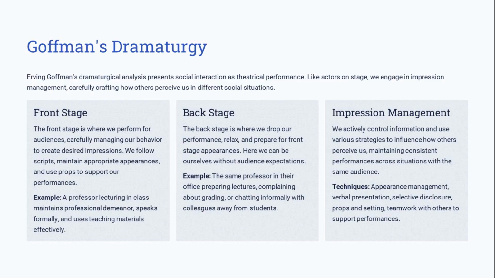Irving Goffman's dramaturgical analysis presents social interaction as theatrical performance. Just like actors on stage, we engage in impression management, carefully crafting how others perceive us in different social situations. The front stage is where we perform our roles for the audience, while the backstage is where we prepare and reflect away from public view. Impression management involves using various strategies to influence how others perceive us, maintaining consistent performances across different social settings.